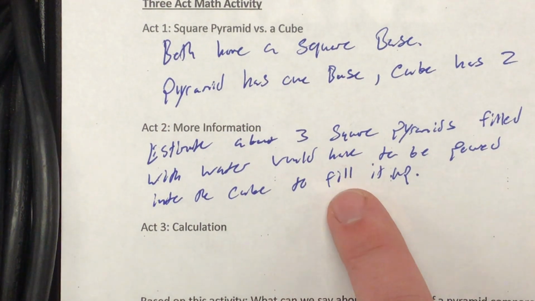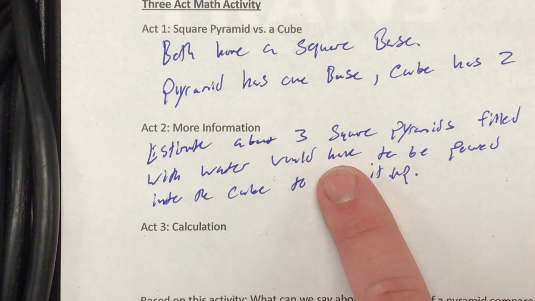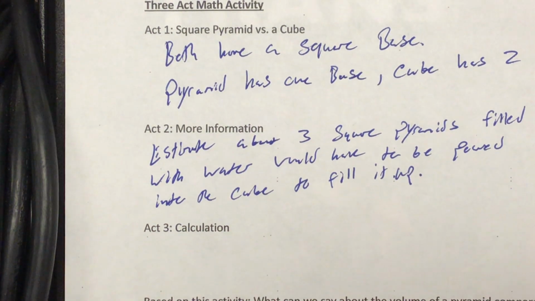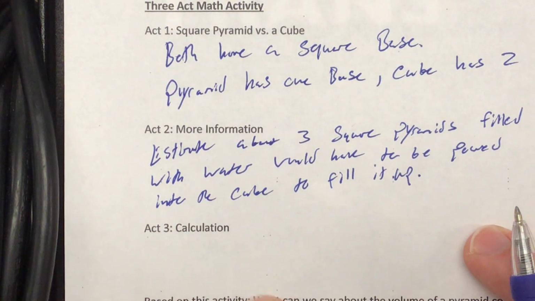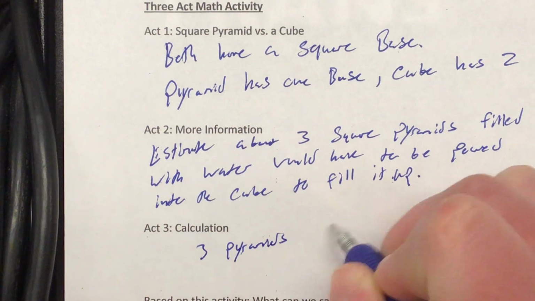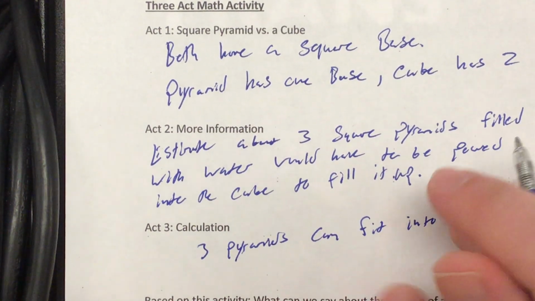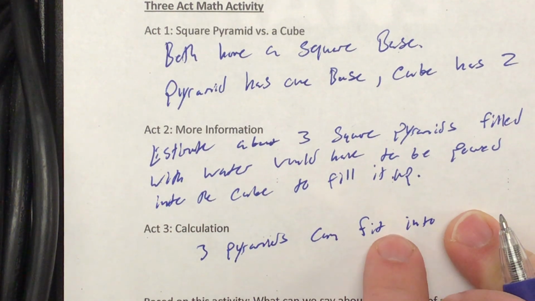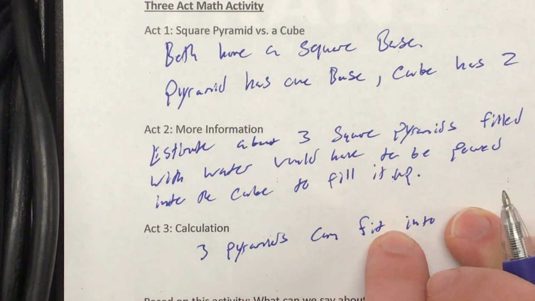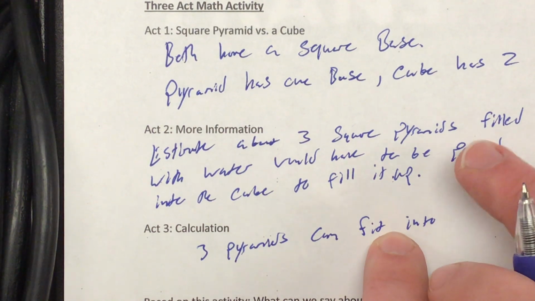All right. Has everybody got this down? Has everybody got part 2 down? Yeah. All right. So then for our calculation, we're going to say 3 pyramids can fit into a prism where the water represents volume.